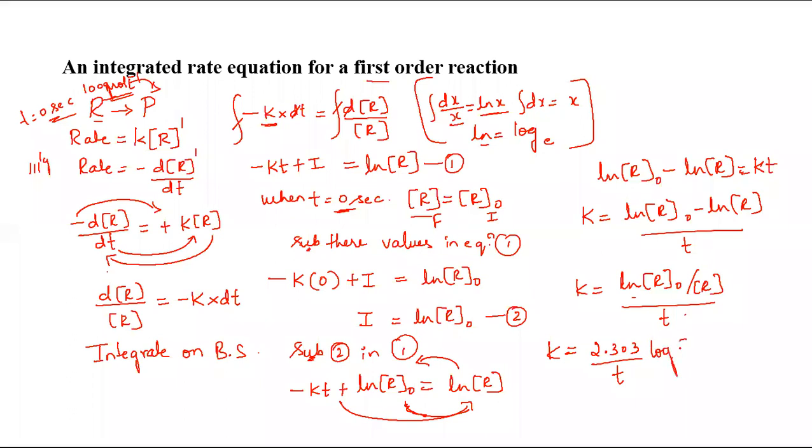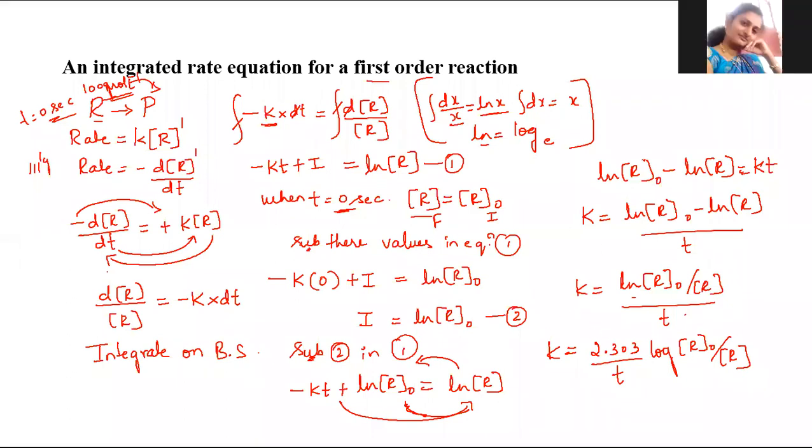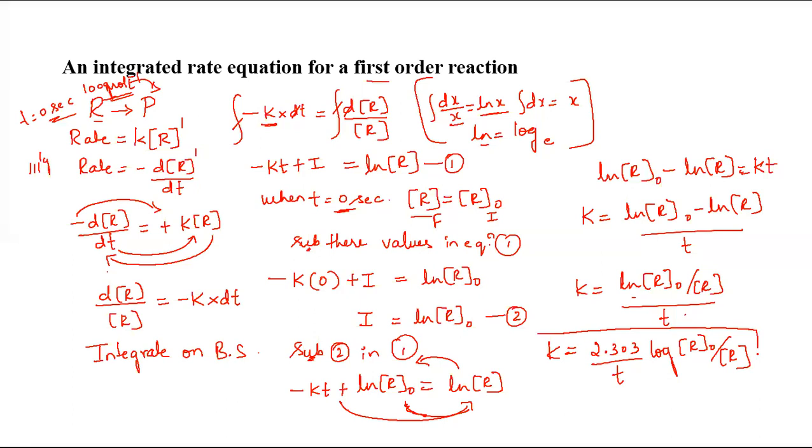into log r naught divided by r, where k is the rate constant, t is the time in seconds, minutes, hours or even days, r naught is the initial concentration of the reactant, and r is the final concentration of the reactant. Okay, so this is the main equation to solve problems related to first order reaction. Any doubts in this derivation? If you have any doubts in any step, you can ask me now. If you understood, then we can move on to the half-life period as well as problems. Any doubts in the derivation?